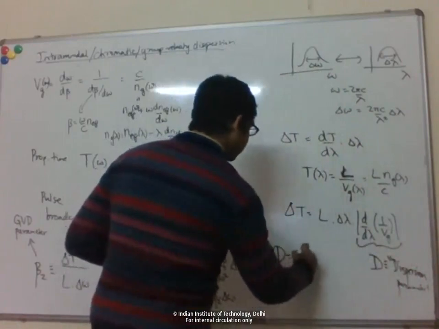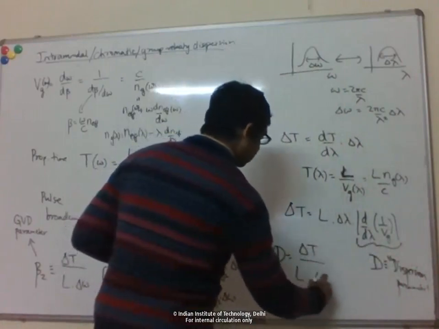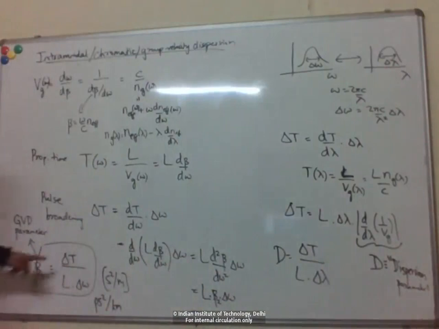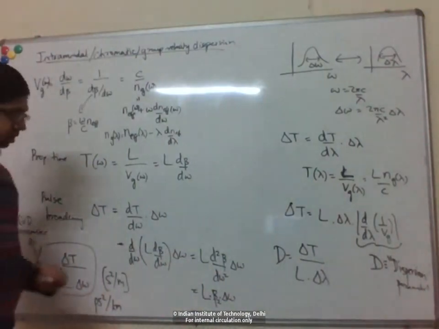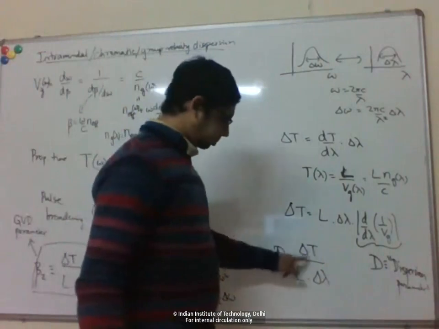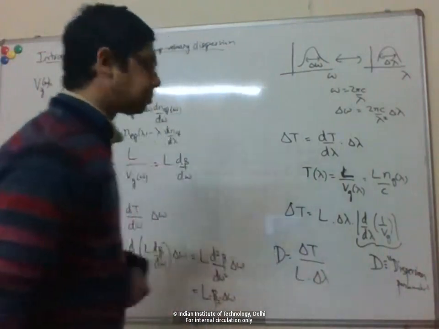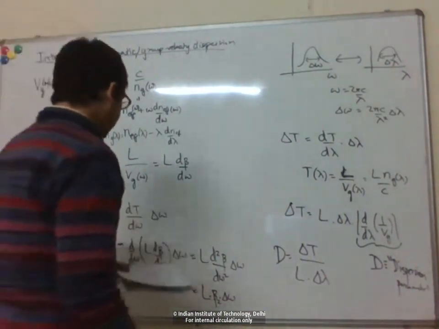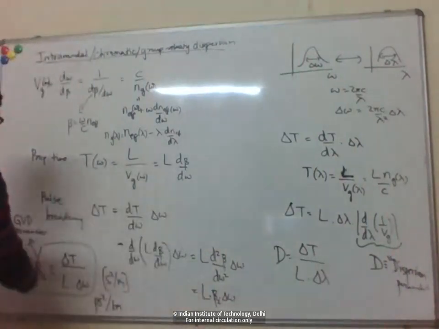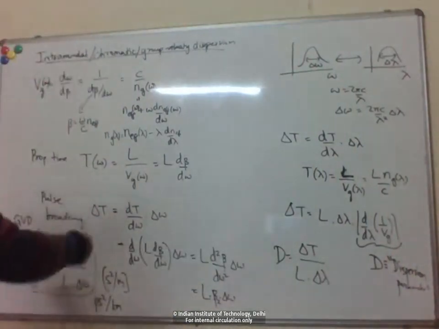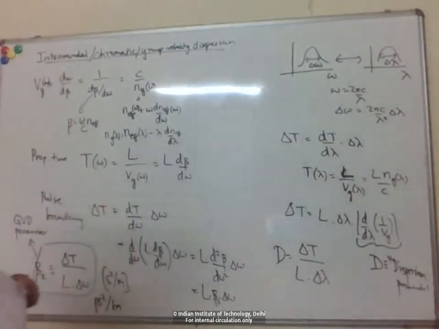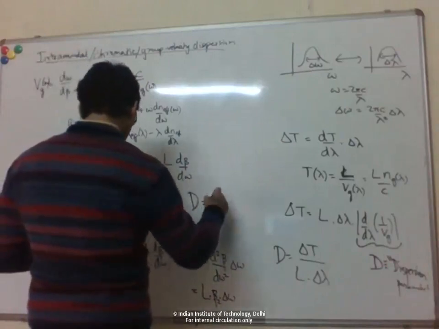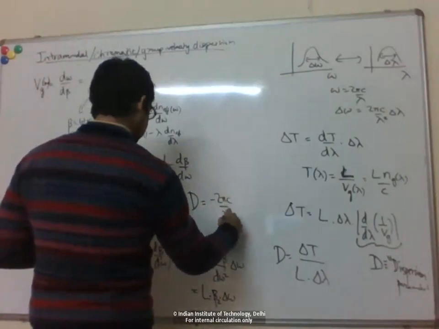So you can see D is basically delta T broadening per unit length per unit bandwidth in wavelength. Right, so this beta 2 was the broadening per unit length per unit frequency bandwidth. This D is basically the same thing except now per unit wavelength bandwidth. Obviously beta 2 and D are related, right? They are not independent because we've just done a change of variable. So you can check that the relation between D and beta 2 is given by this.